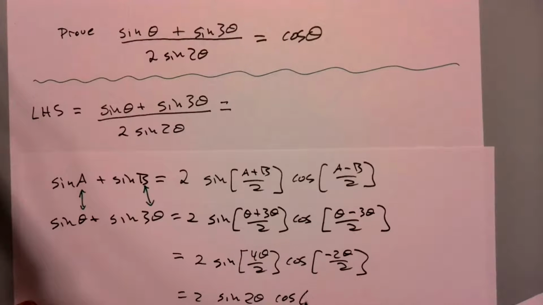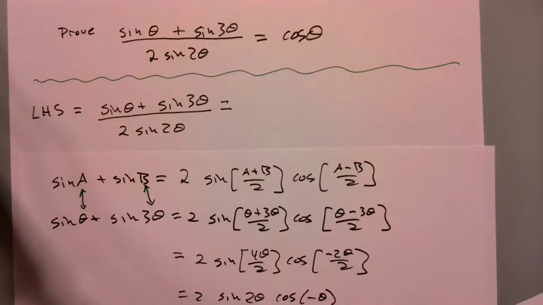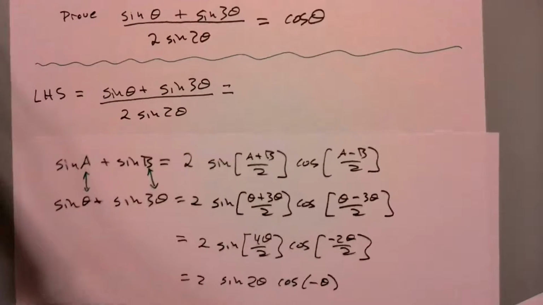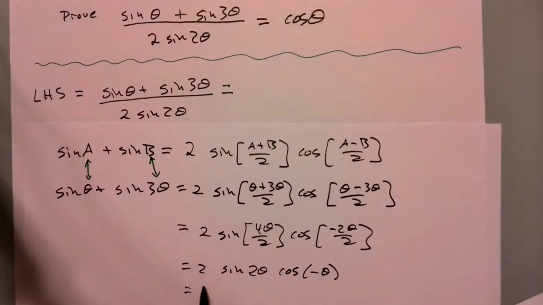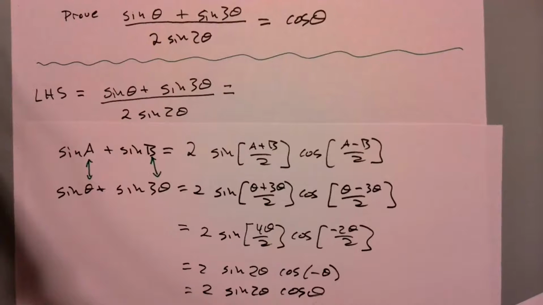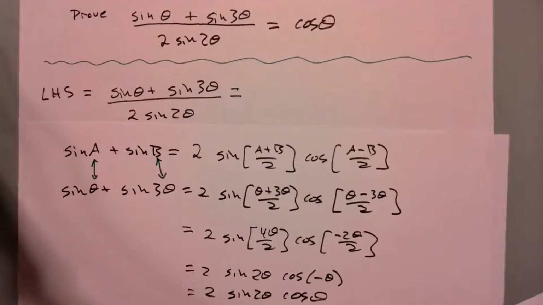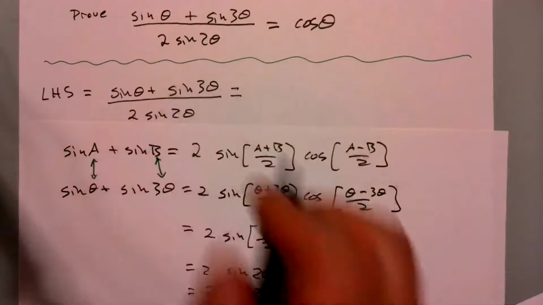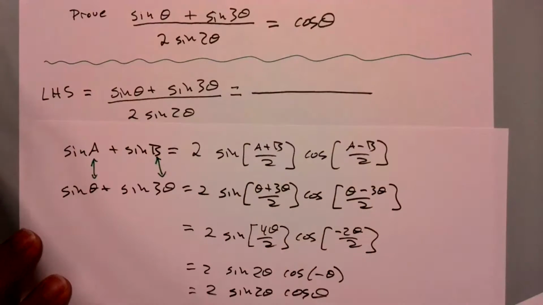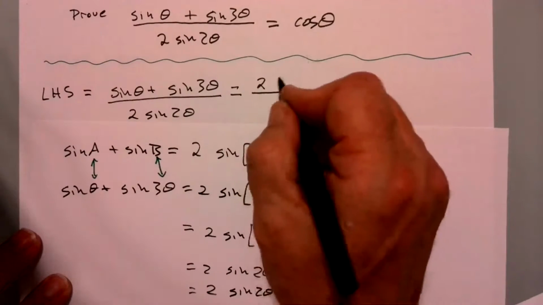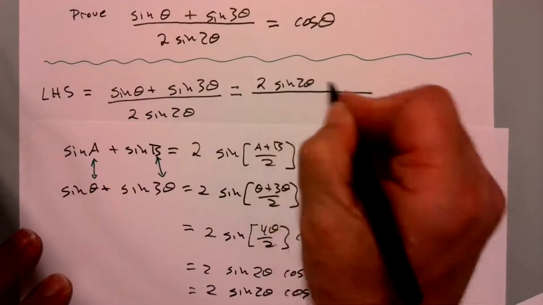4 theta divided by 2 is 2 theta. Negative 2 theta divided by 2 is negative theta, but recall what we said on the earlier page. Cosine is an even function. If cosine is an even function, cosine of negative theta is the same as cosine theta. So what I get this equals is 2 sine 2 theta cos theta. So we've done all that work, and that is the top of this function up here. So we have left-hand side equals this. Sine of theta plus sine of 3 theta is 2 sine 2 theta cos theta.